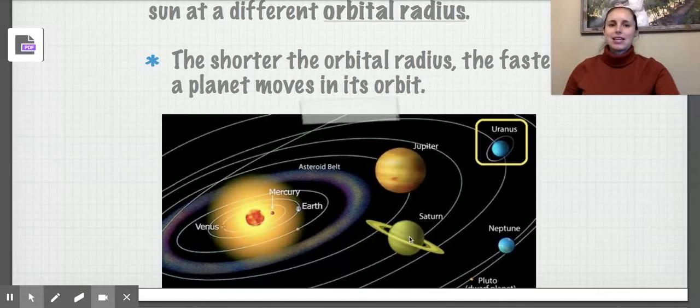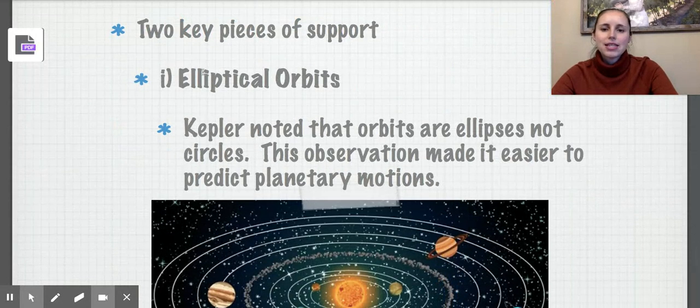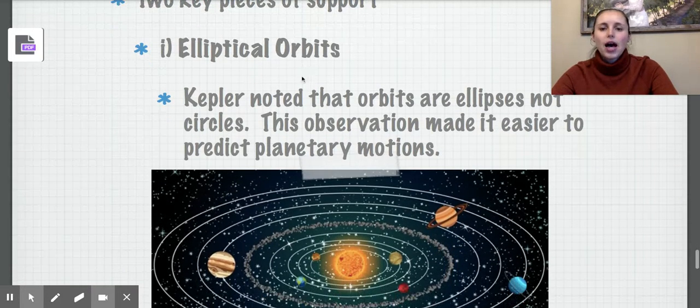This led to the idea that, well, if some planets are going faster, there must be different orbital radiuses, and that helped us to build that sun-centered model. The other key piece of support is this idea of an elliptical orbit. This was noted by Kepler. So Kepler noted that orbits are ellipses and not circles.